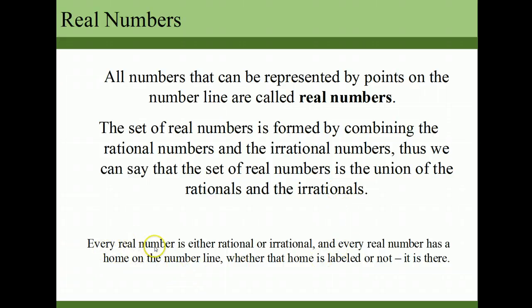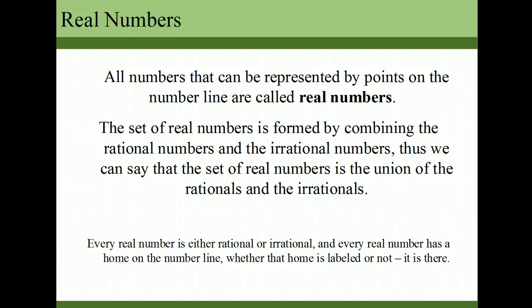So every real number is either rational or irrational since the reals are made up of the rationals and the irrationals. Okay, and every real number also has a place on the number line. Whether we label it or not, that's a different story, but it's there, right? So we may not label where pi is on the number line, but it has a position on the number line. We may not label where 1/3 is, but it has a position on the number line. That one's easier to label than where pi is, okay? But every single real number is going to have a position on the number line.